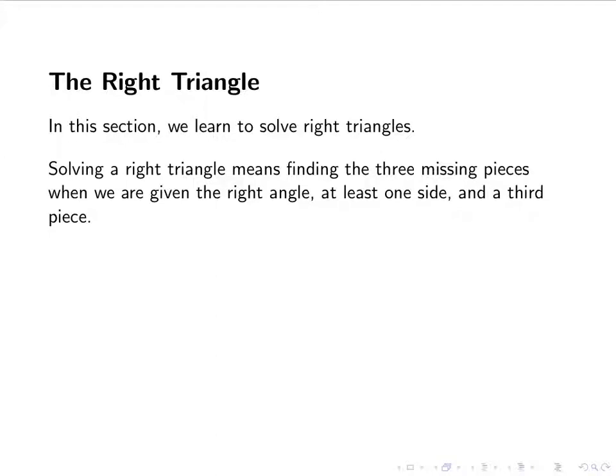And we need to find the other three pieces. So remember there are three angles, three sides, so there are 6 pieces altogether. We're given 3 of them, and we need to find the other 3.